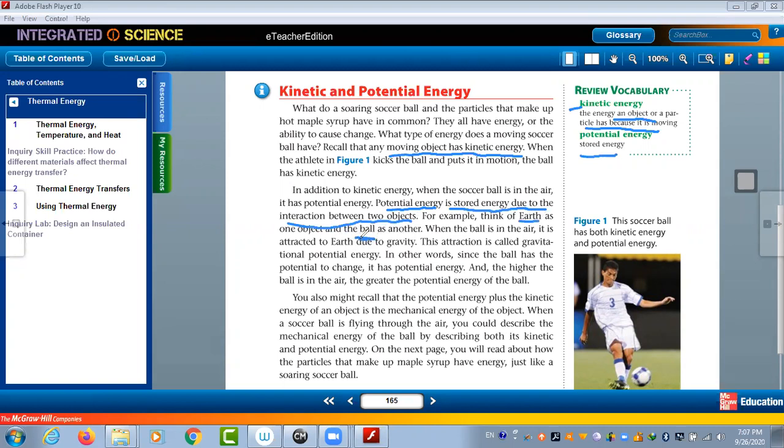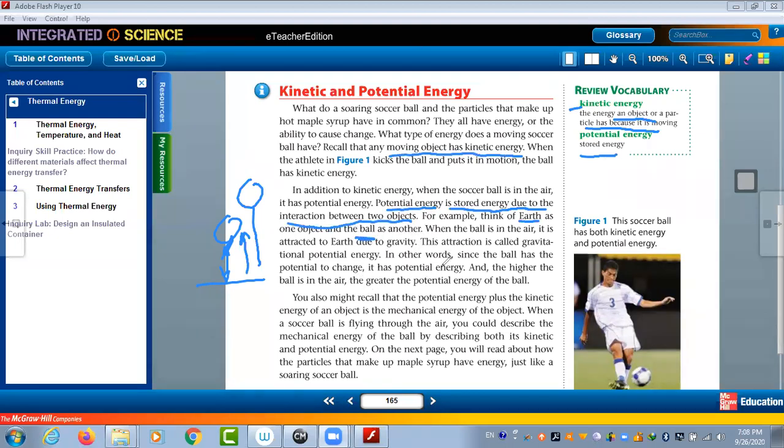Okay, like Earth and the ball, this is the Earth and there's a ball. There is a distance, or there is a ball at a height from Earth. So because of this height, the ball has potential energy. And as we increase the height, the potential energy increases.